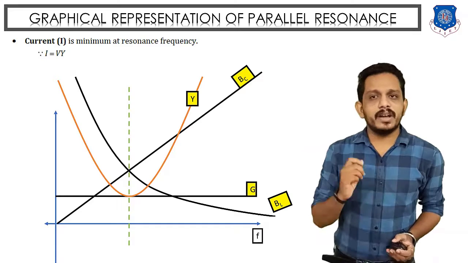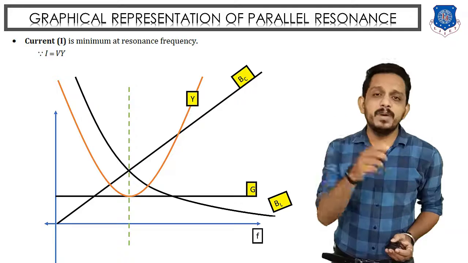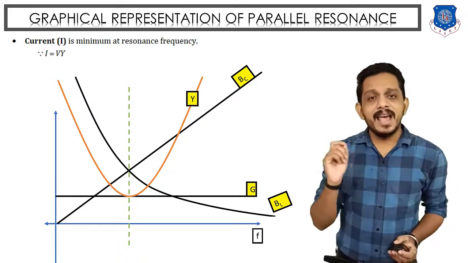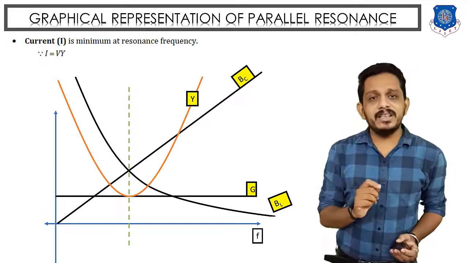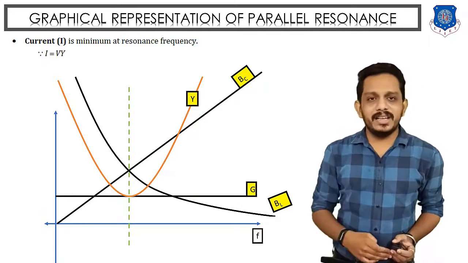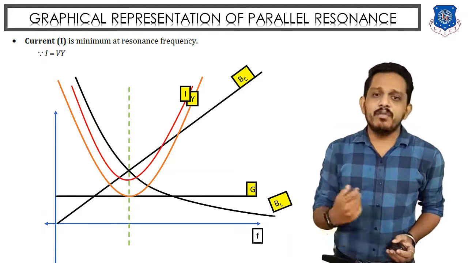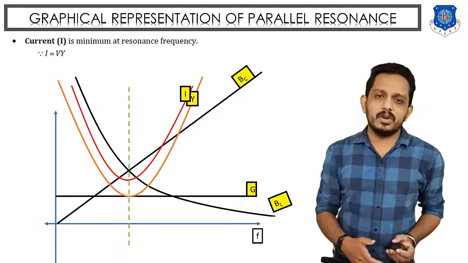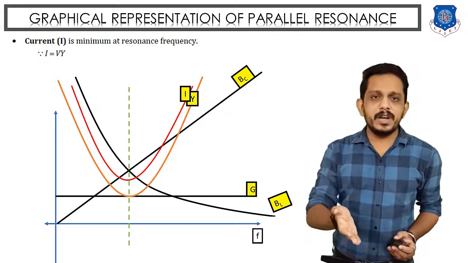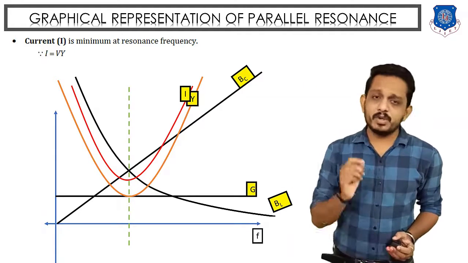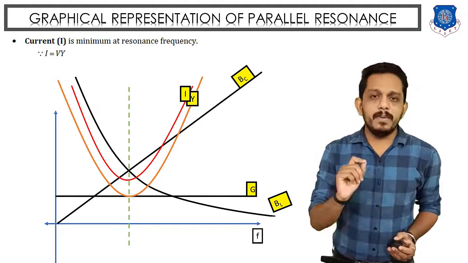Now we need to draw the graph of current, and we know that at resonance condition current becomes minimum. We have the equation I equals V by Z, but 1 upon Z is Y, that is the admittance. So we can say that the graph of current will follow the same line as the admittance, because current is directly proportional to the admittance. It means if admittance is high, current will be high. If admittance is minimum, current will be minimum. So at resonance condition, you can see that admittance is minimum and current is also minimum.